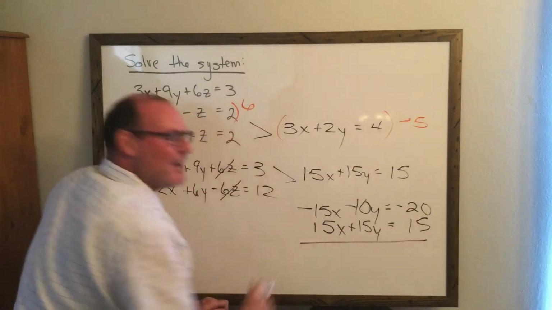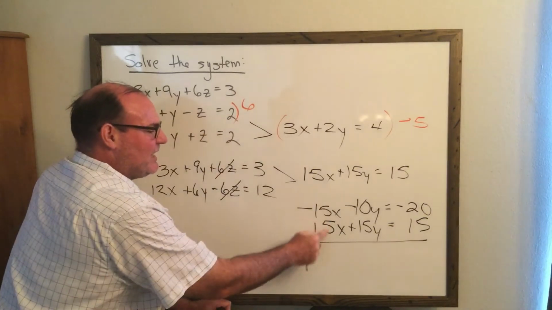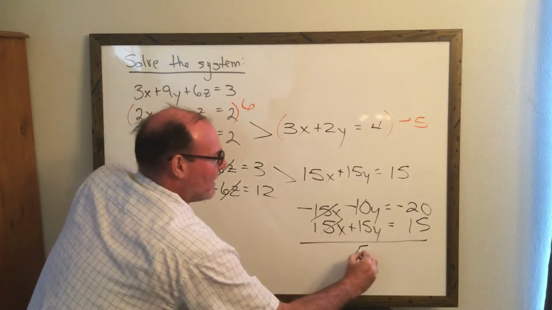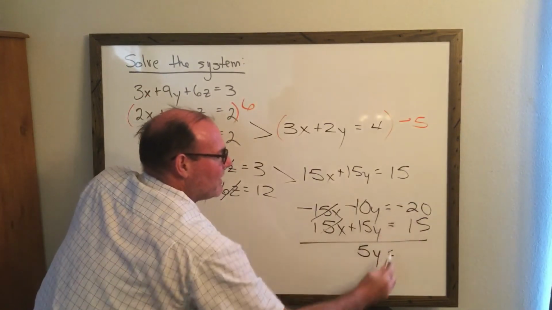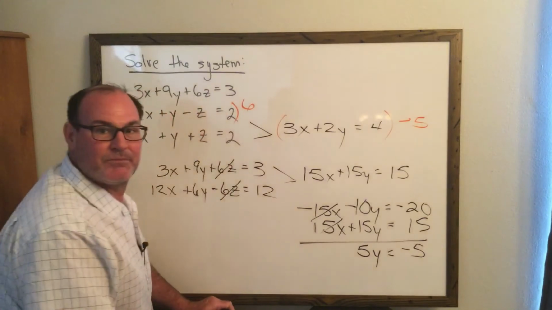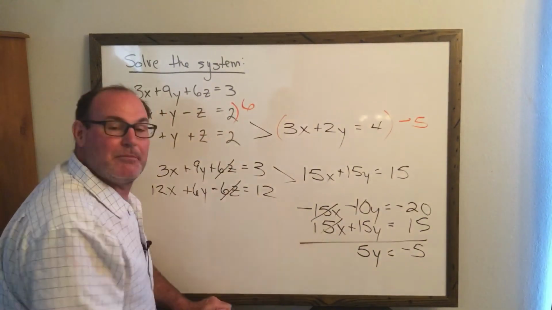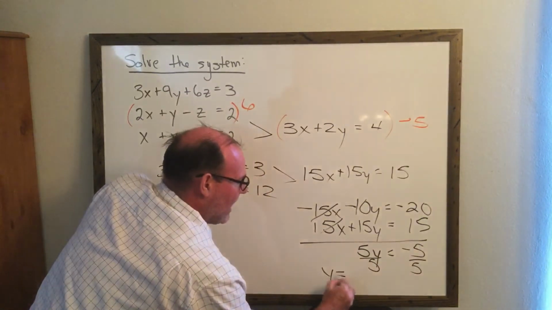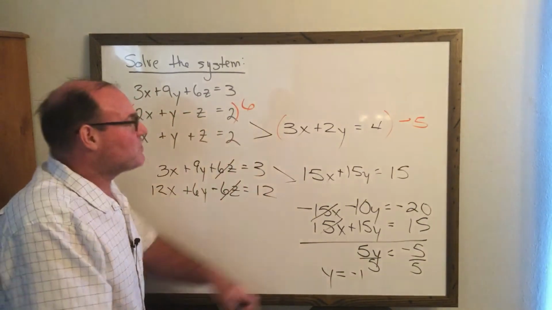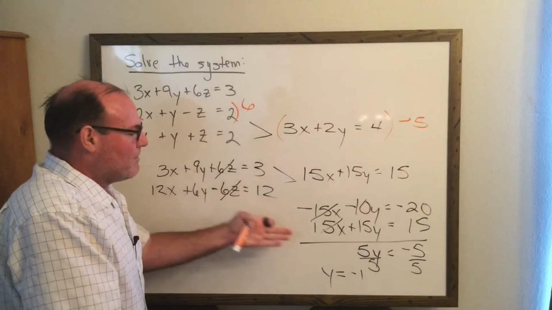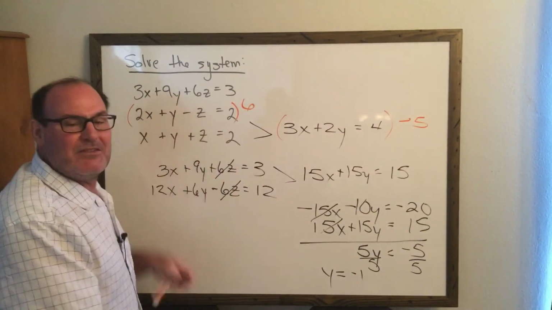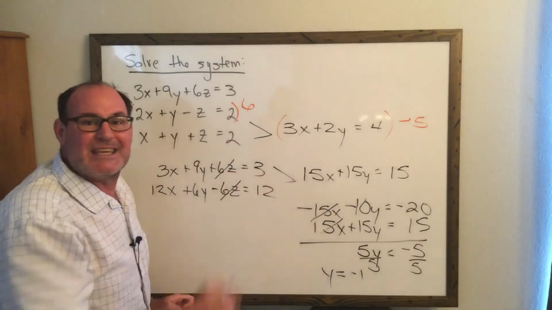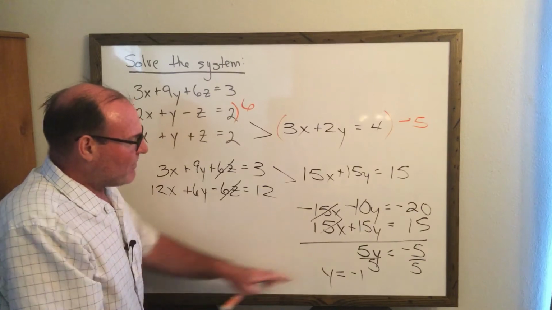And now when I add everything together, I get negative 15x plus 15x. Those cancel. Negative 10y plus 15y is 5y, and then negative 20 plus 15 is negative 5. And then last but not least, I'm going to divide both sides by 5, and I get my first part of my answer. y is negative 1. Now I just work my way back because remember, we are in space now. We've got three variables, so I'm going to have what's called an ordered triple. There's always an x, a y, and a z. It's alphabetical order that way. So I've got the y value.